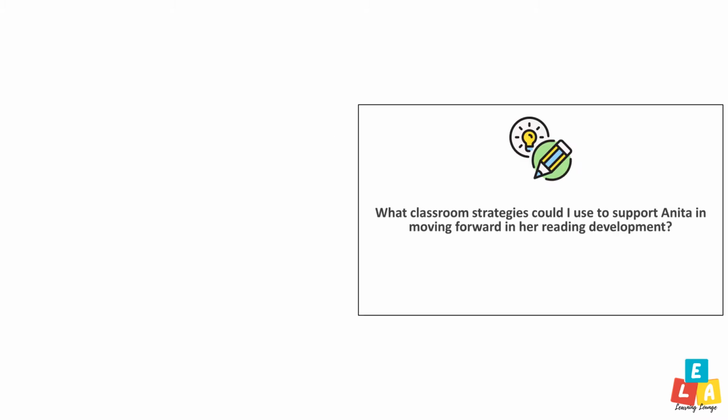In this section, we will apply the information we have learned throughout this learning module by completing a DRA assessment together. This section has 3 videos. At the end of this section, you will have the opportunity to stop and reflect about the following question. What classroom strategies could I use to support Anita in moving forward in her reading development?